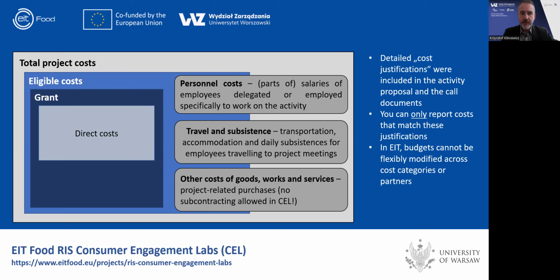In consumer engagement labs, you are not allowed to use other types of cost. For example, you cannot buy equipment. It's another cost category in Horizon Europe, but you are just not allowed to use it. You also cannot use internally purchased services, which might be relevant for groups of companies which trade among one another. So basically, personnel, travel, and purchases of cost of goods and services are those three categories that you can report.